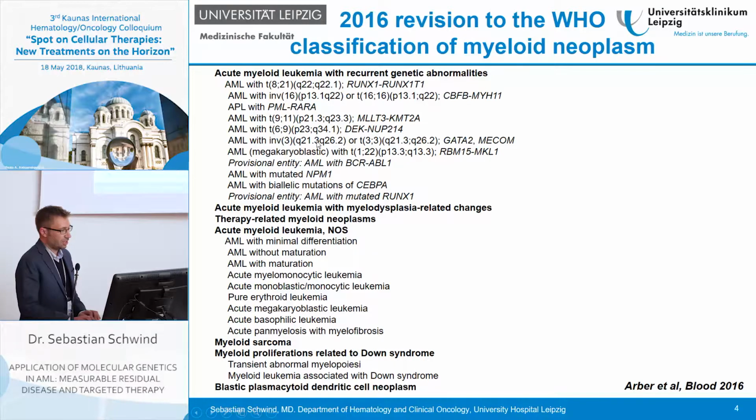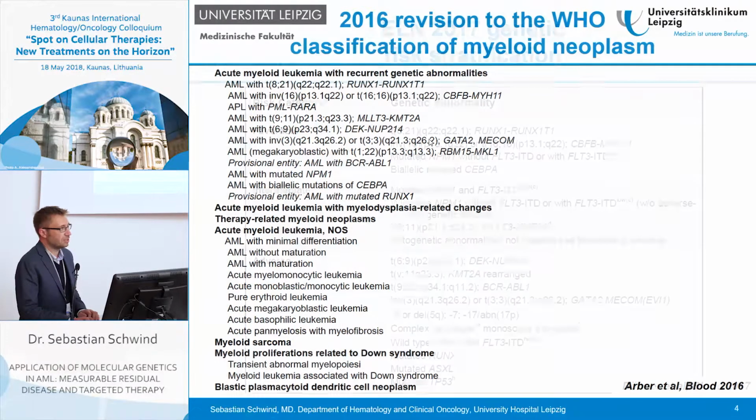of all, you need cytogenetics to classify AML correctly, but you also need mutation status because, for example, AML with mutated NPM1 is a distinct entity. AML with biallelic mutations of the CEBPA gene is a distinct entity, and there's also a provisional entity called AML with mutated RUNX1. So mutational profiling is important, let alone by the WHO classification.